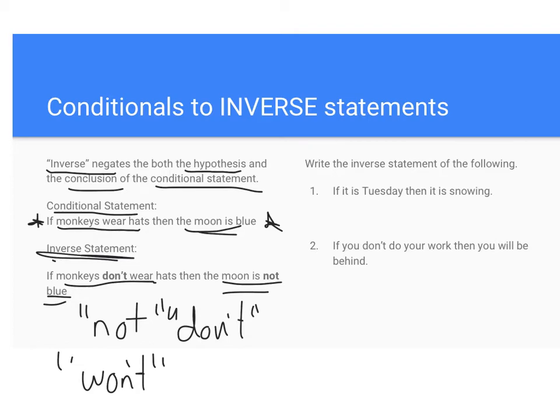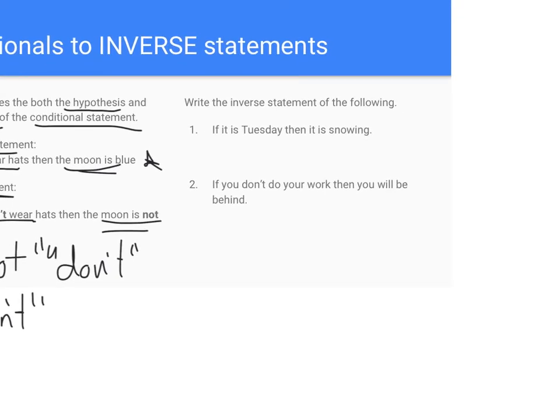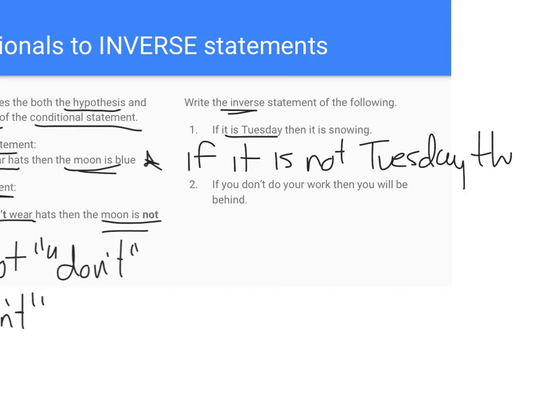Okay, so over here, if I look, if it is Tuesday, then it isn't snowing. So as an inverse, I would have to say if it is not Tuesday, then it is not snowing. I use not in there twice. I kind of say the opposite of the hypothesis and the opposite of the conclusion. I need both there.